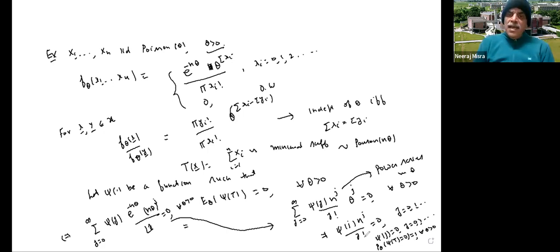So T is complete. Because to show that T is complete, what do I have to show? If I take any ψ with expectation of ψ(T) equal to 0, that should imply ψ(T) is equal to 0 with probability 1. And that is what is being done over here.